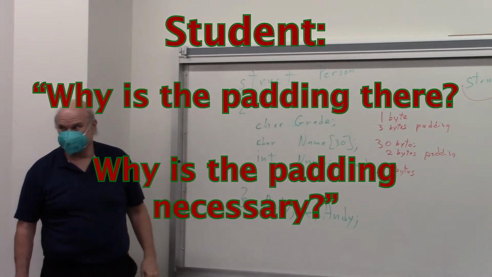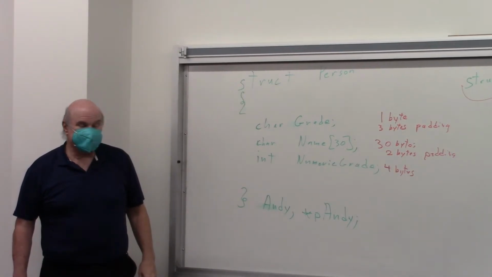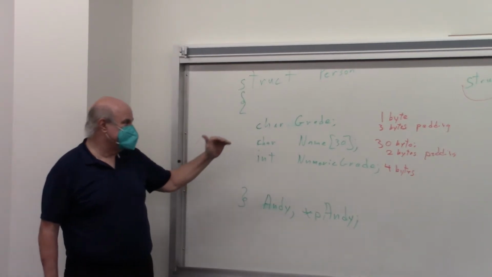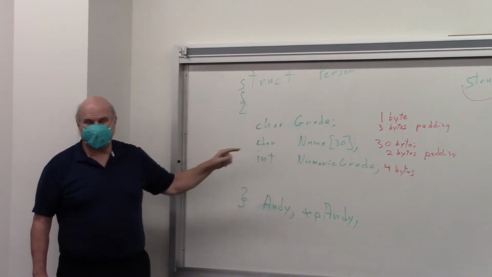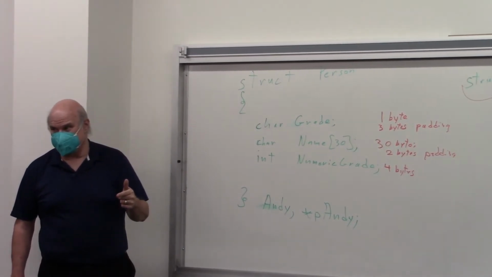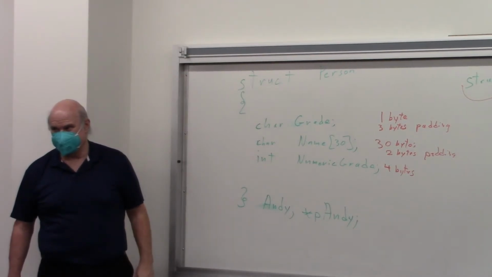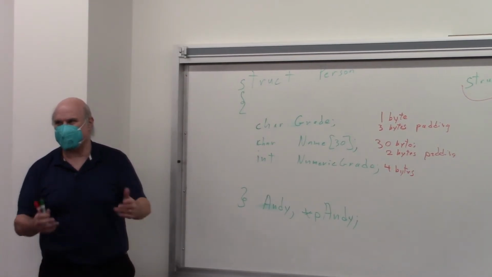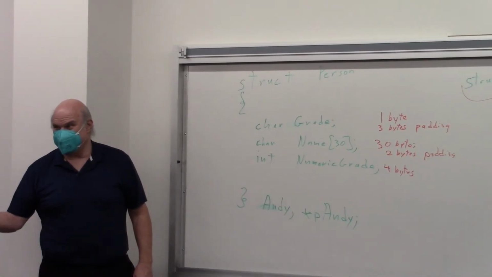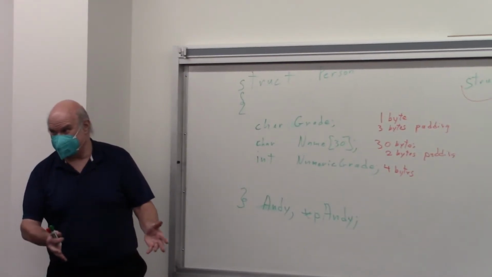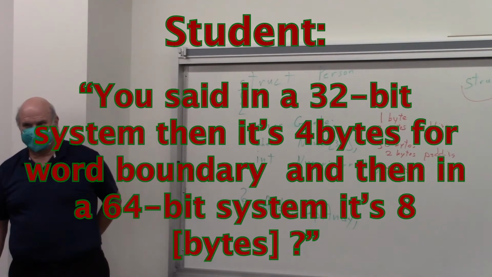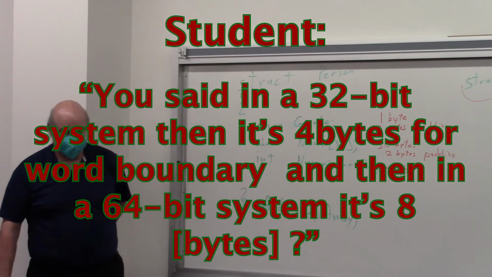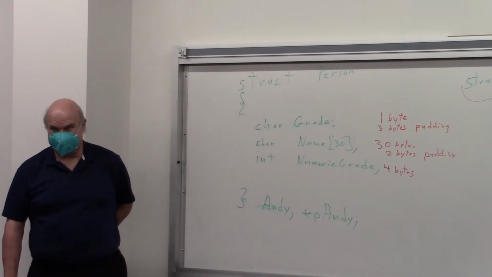Sorry, why is the padding there? Why is the padding necessary? The padding is necessary to make the field start on a word boundary. Okay, I see. Because memory access is much more efficient starting on a word boundary. That's just how computers work. That's how the hardware works, and at the end of the day, everything is optimized for that hardware. And you said in a 32-bit system it's 4 bytes per word boundary, and in a 64-bit system it's 8? It's 8 bytes, yes.